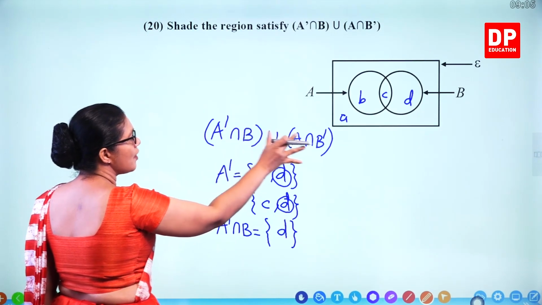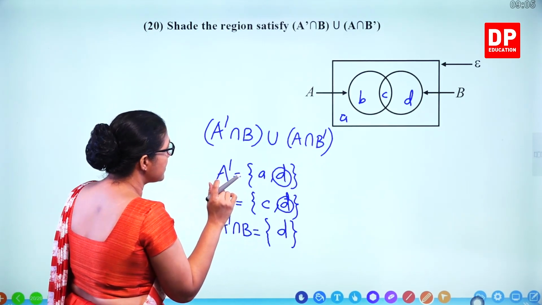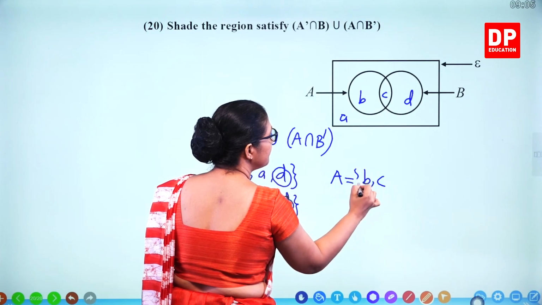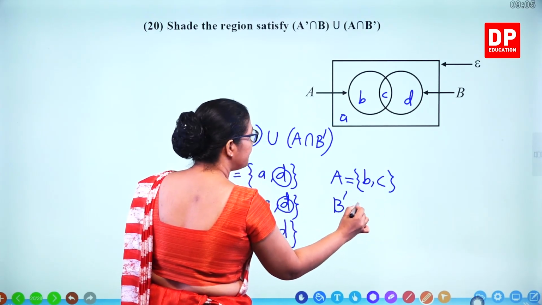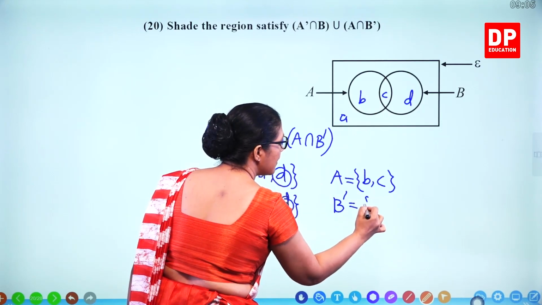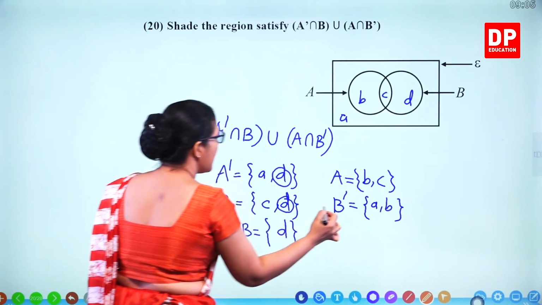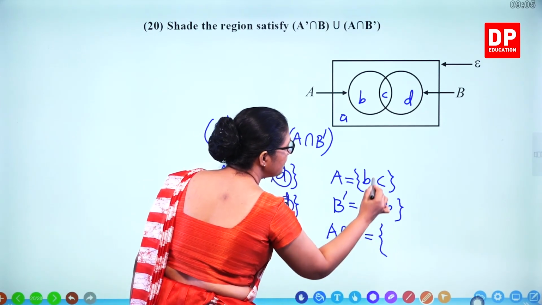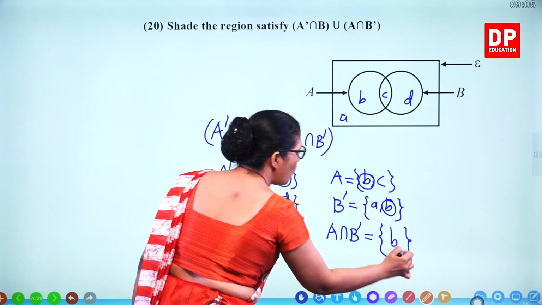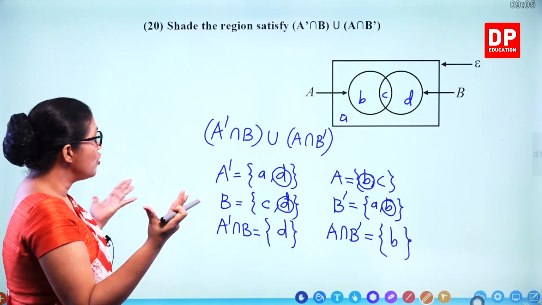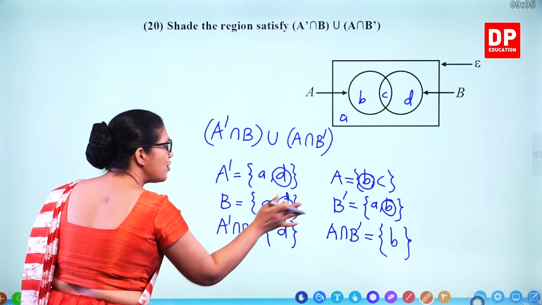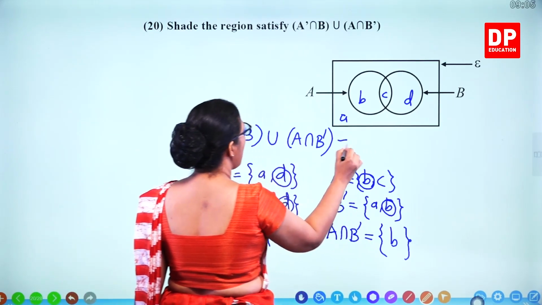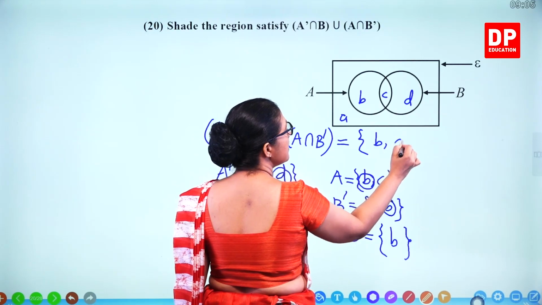That's this part. Now we have to do this side. A intersection. Now A is B and C. B dash, outside B, is A and D. Now we'll take A intersection B dash. Common term, we can see B is common. Now we have 2 sides. Union of this. So union means we consider both B and D. So this becomes B and D.